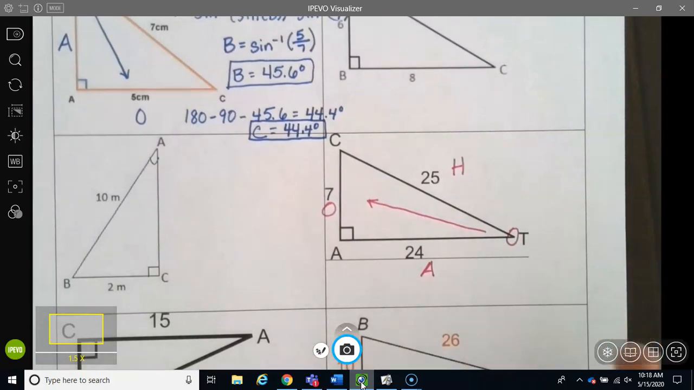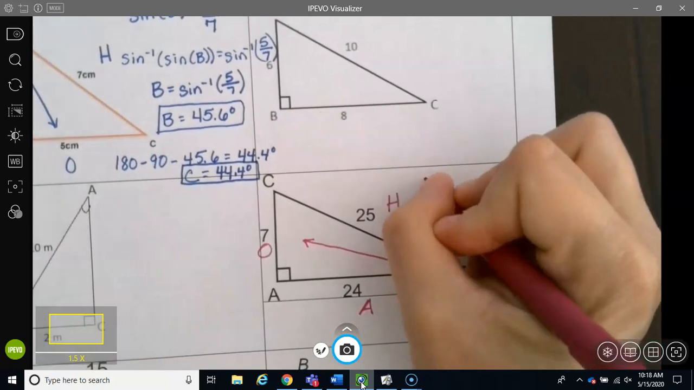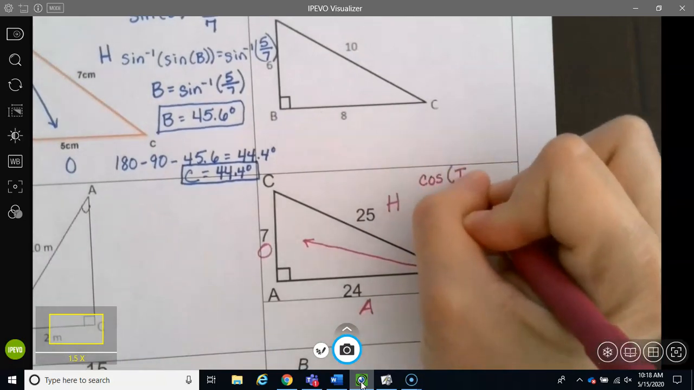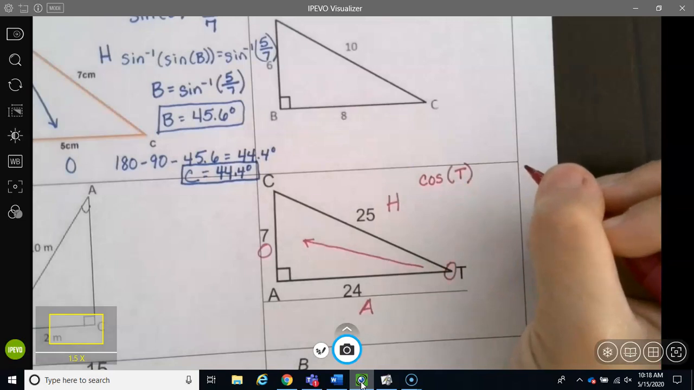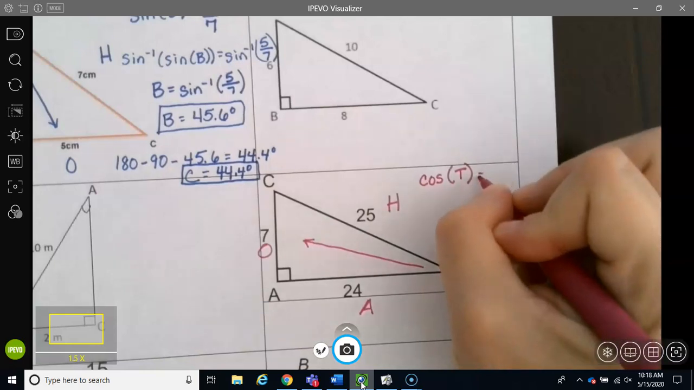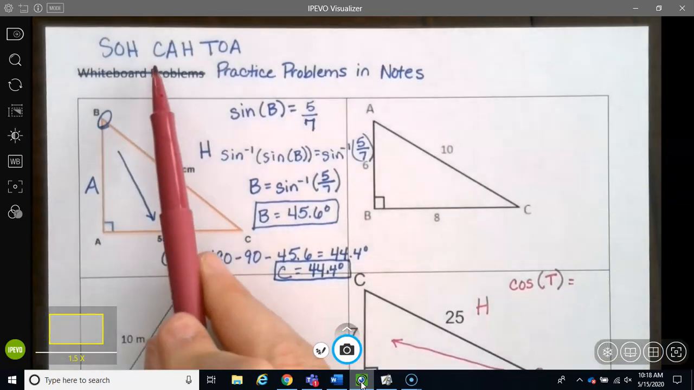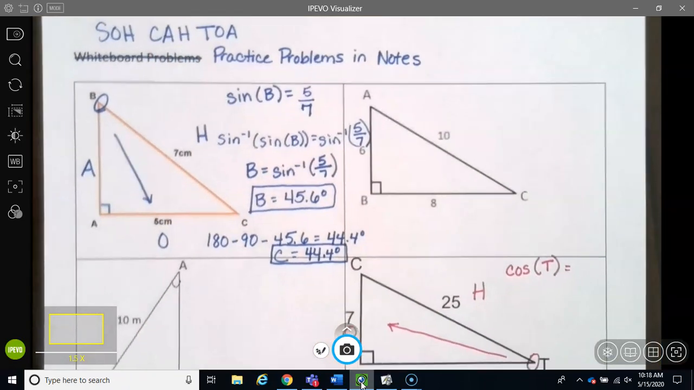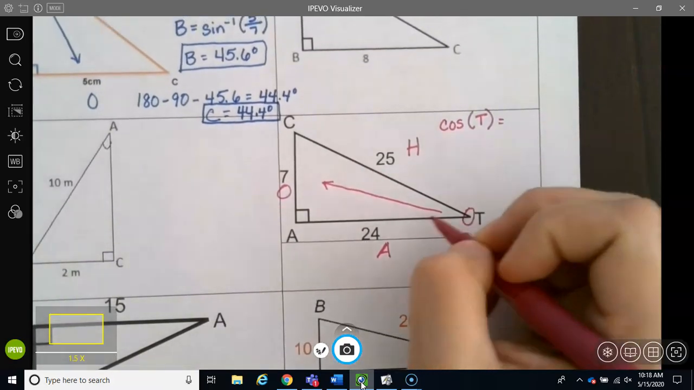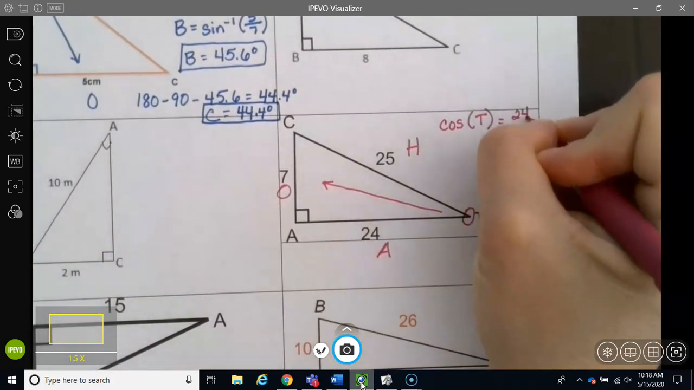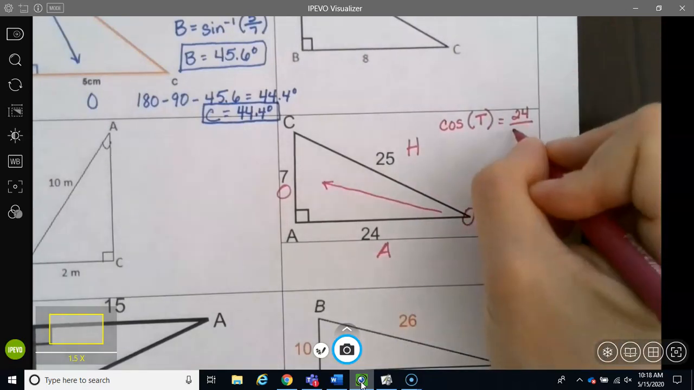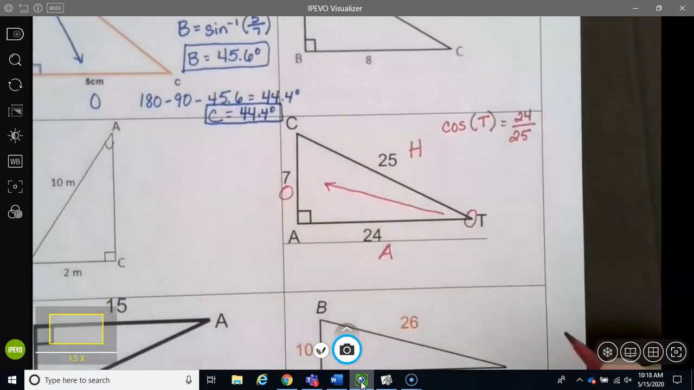Since I've already done example problems using tangent and sine, I'm going to go ahead and use cosine on this one. So I'm going to do cosine of angle T, and you only get to choose which one to use if you know all three sides. If you only know two sides, then it's chosen for you. So cosine of angle T, and going back up here, cosine equals adjacent over hypotenuse. So from angle T, our adjacent side is 24 over the hypotenuse side, which is 25. So that's how you set it up.